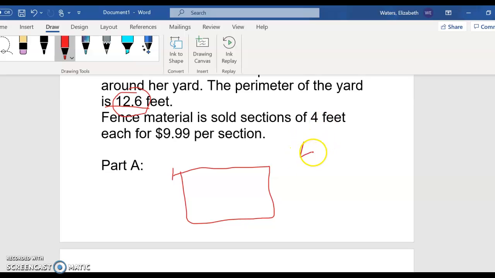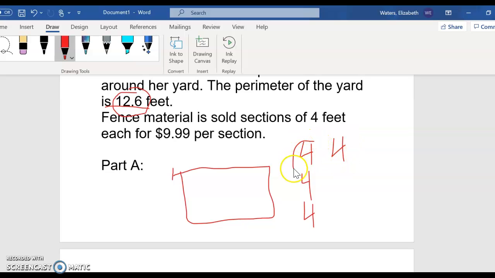Let's try this out. If I bought 1 piece, that's only 4. Is that enough? No. If I bought 2 pieces, that's 8. Is that enough? No. If I bought 3, that's 12. Ooh, that's pretty close, but then what will I do with that? Will I just have an opening in my fence? Will I have a gap? Who wants to have a fence and then have a gap of those 6/10? So I think I need 1 more set.